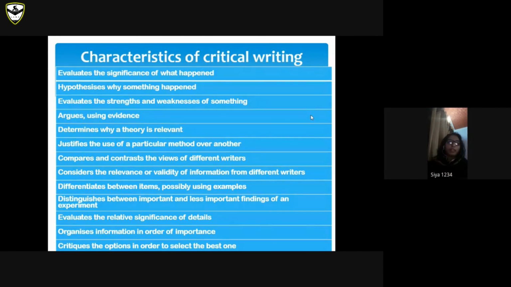Differentiate between items, possibly using examples. You should give a concrete idea about what you are writing, evaluate the relative significance, organize critics, and everything is there. See, these are all evaluating, understanding, giving thorough explanation, comparative analysis, historical approach. Means this critical writing is built up on a concrete descriptive writing.